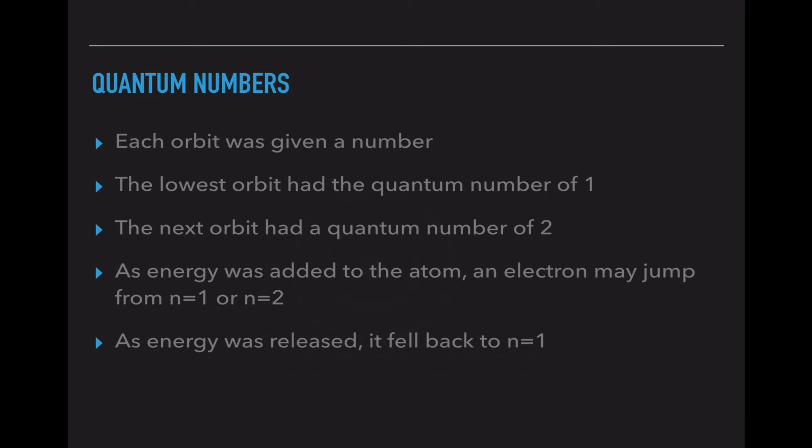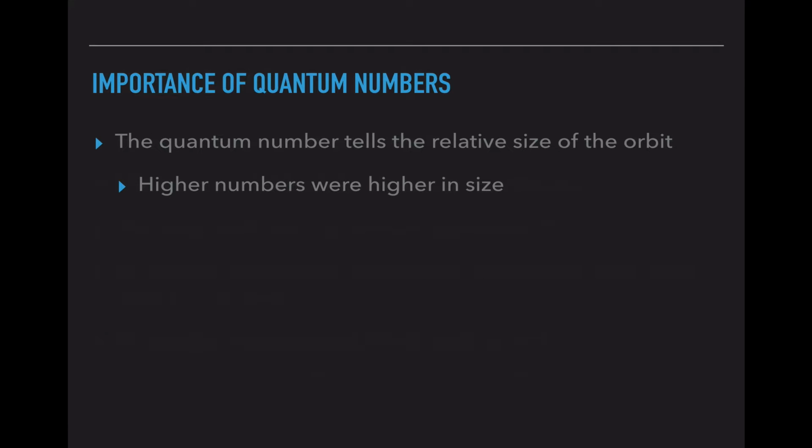So each orbit, or each shell, was given a quantum number. The lowest orbit has a quantum number of 1, the next orbit has a quantum number of 2, etc. As you add energy to the atom, the electron may jump up, like we just saw in that past video. As energy is released, the electron falls back to the n=1 level, or the ground state. So the quantum number tells us the relative size of the orbit, and the higher numbers are higher in size. That means that they have a larger atomic radius.